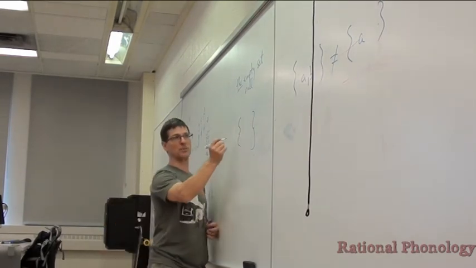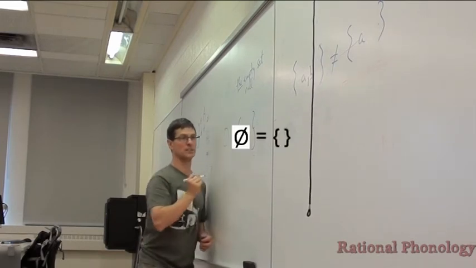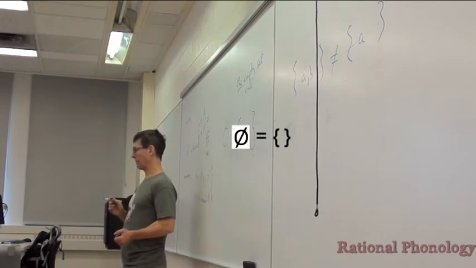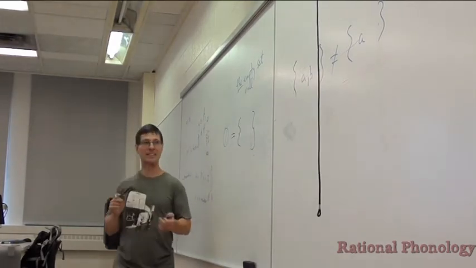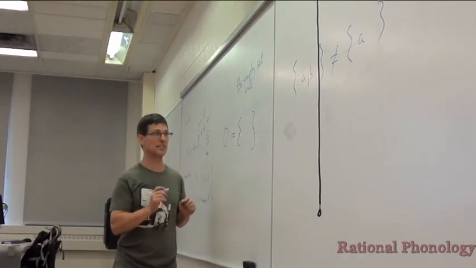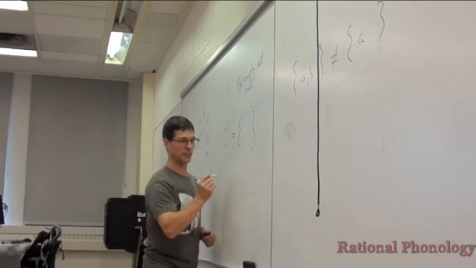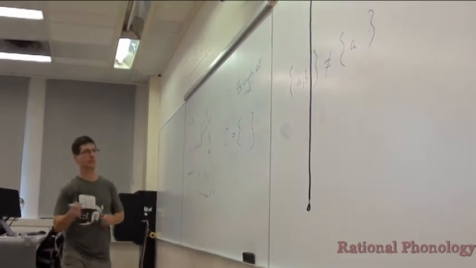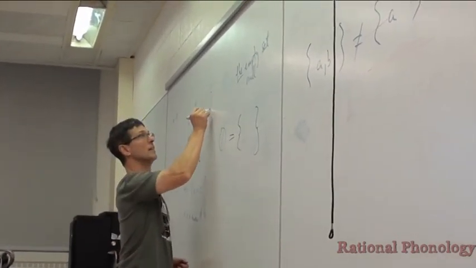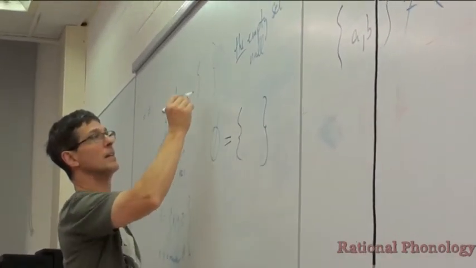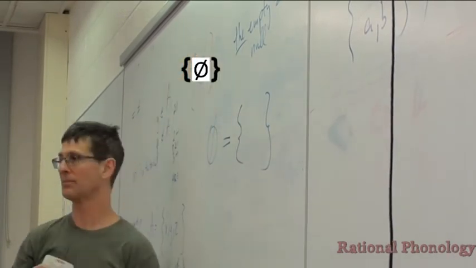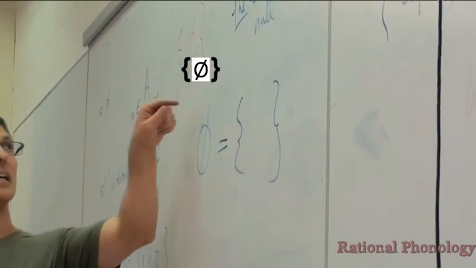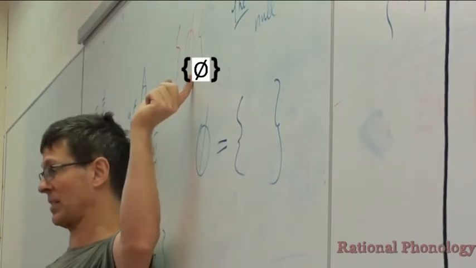There's a special symbol for the empty set, which is this null symbol, this line with a circle through it. And this is not the empty set. This is not the empty set. Watch what I do. I'm going to write it in red now. That is not the empty set. What is that? That is the set that contains the empty set.